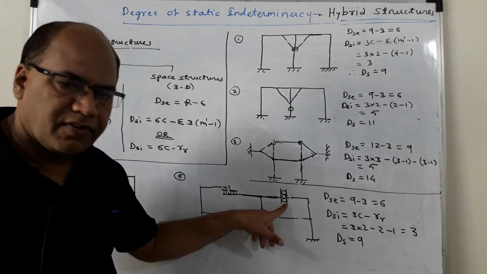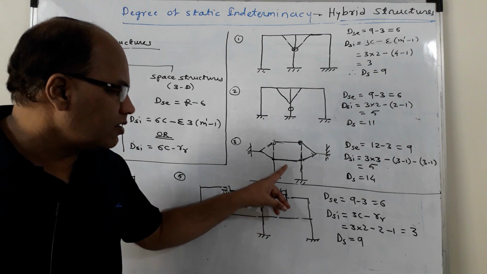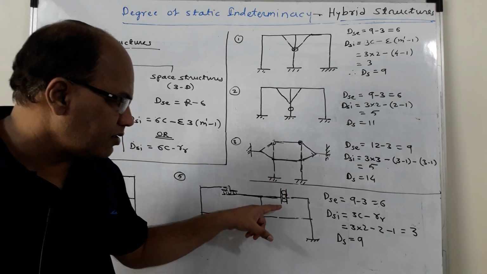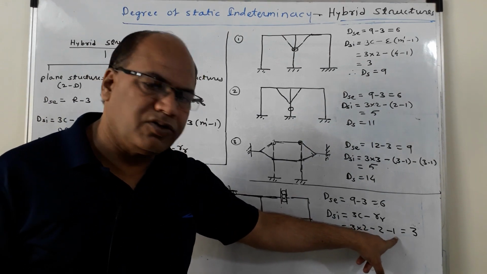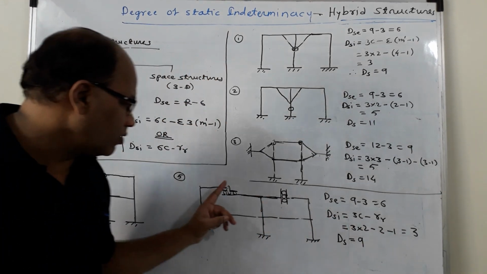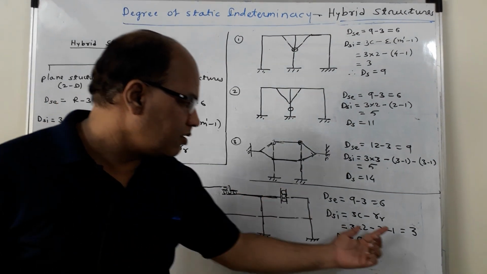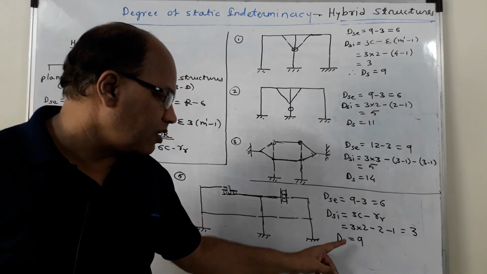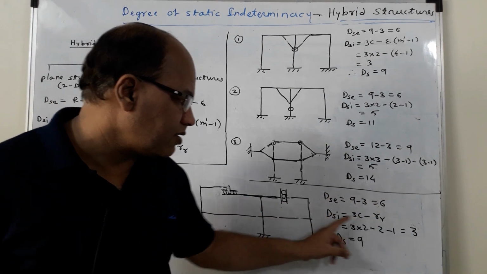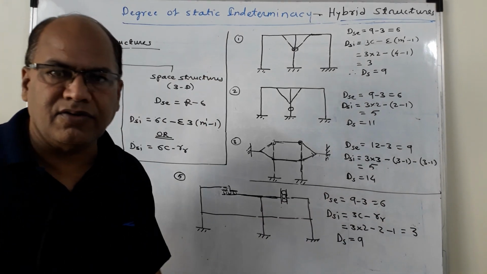Whereas here it is a vertical shear release type of support. So only vertical shear will be released, and that is why minus 1 should be there. So RR in total is 3, 2 over here, 1 over here, and this 3 should be deducted, and that is why DS becomes equal to 9. DSE is 6, DSI is 3, 6 plus 3 is equal to 9.